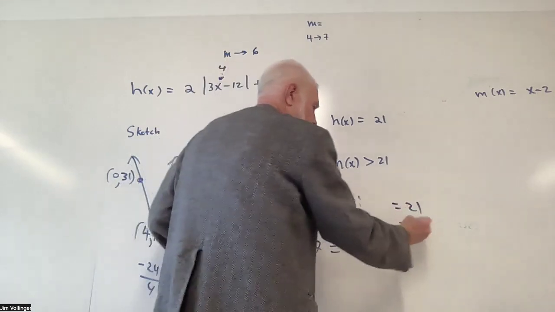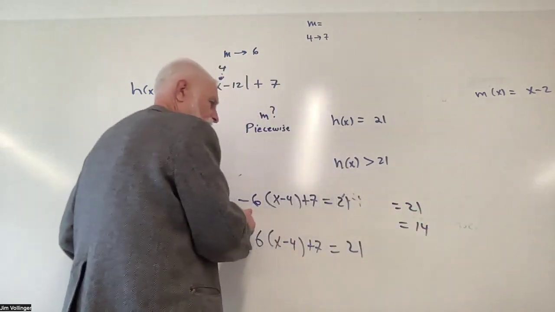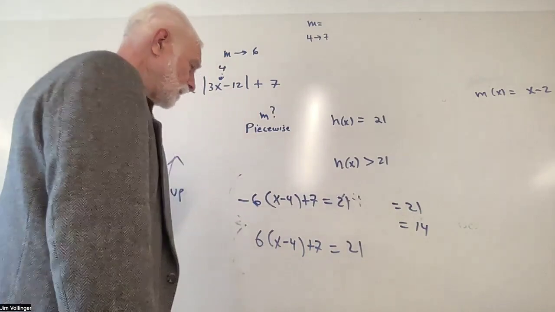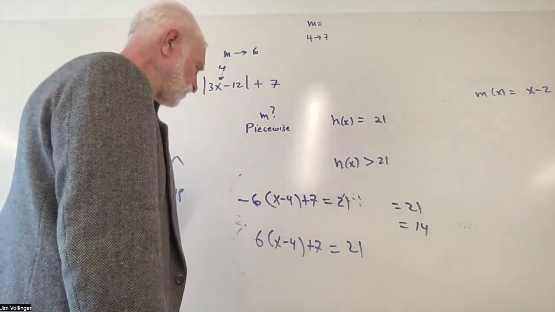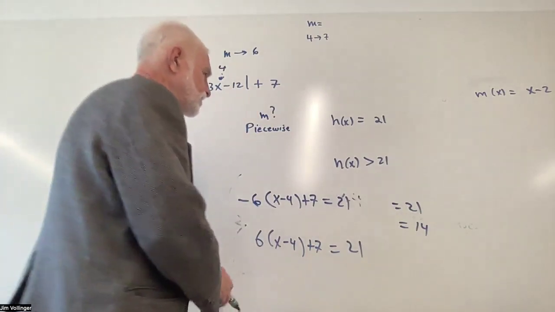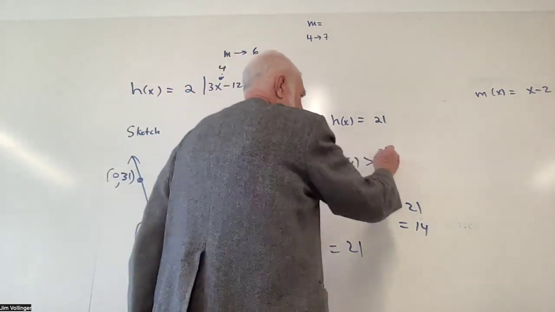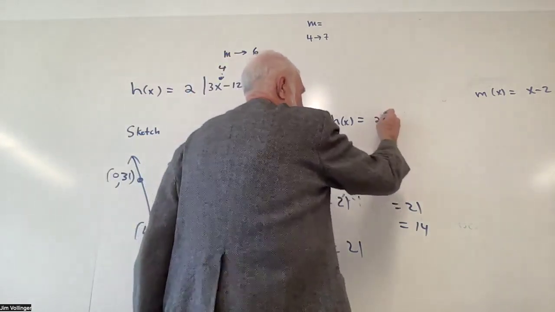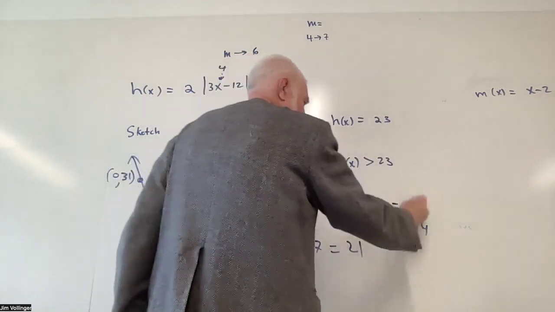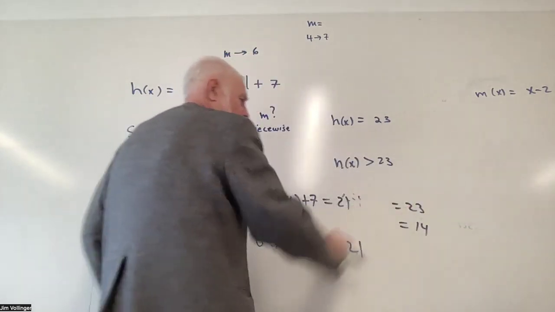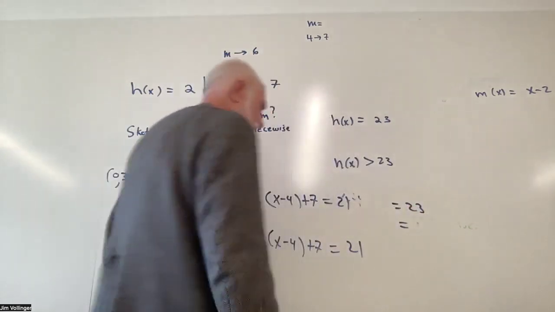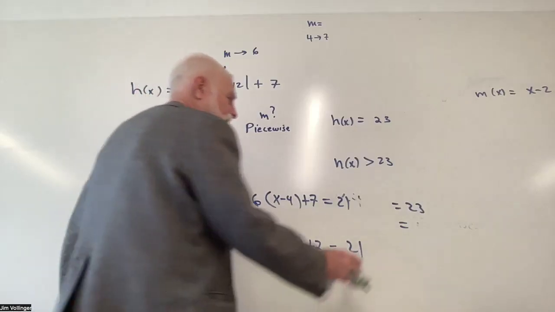Equals 21, I'll do it here. Take away 7, 14, divide by, oh, am I going to get some fractional answers here? Yeah, I am. So let's change this to 23. Make our life easier. So 23. All right, take 7 away from 23. I still didn't get a multiple of 6. All right, I'm learning on the job here.